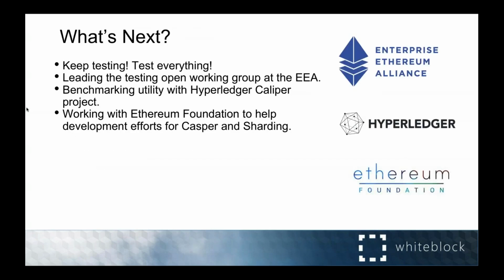So what are we doing? We're testing everything. We're working with the EEA, and we're working with the testing open work group. We're working with the Hyperledger Caliper project, a benchmarking utility. We're working with the Ethereum Foundation, and we're running some tests for Casper and sharding. We're working with Consensus. We're about to start working with them.